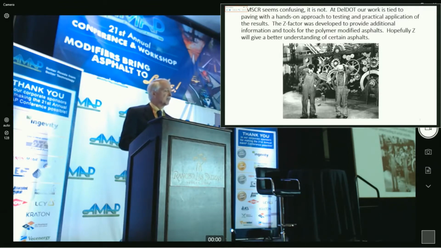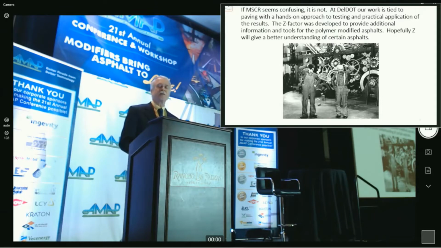Anyways, briefly, the MSCR test is based on your climate grade. Delaware is a PG 64-22 state, so our climate is 64. Our standard grade would be PG 64S-22. The old 70-22 becomes PG 64H-22, and our polymer modified 76 is now PG 64E-22.